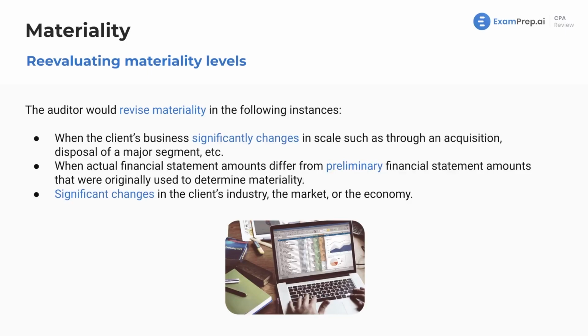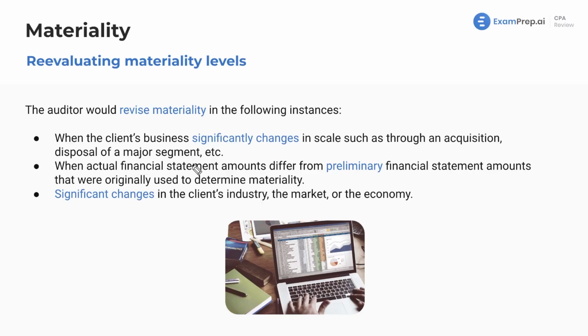The auditor would revise materiality in which of these instances? Well, all of these instances. If the client's business significantly changes in scale, and that makes sense. If we double in size, or even we increase in size by 10% because we acquire another company, we dispose of part of our company, that's going to significantly affect materiality. I mean, and this is not an exhaustive list. There will be many other instances in which materiality could be revised.